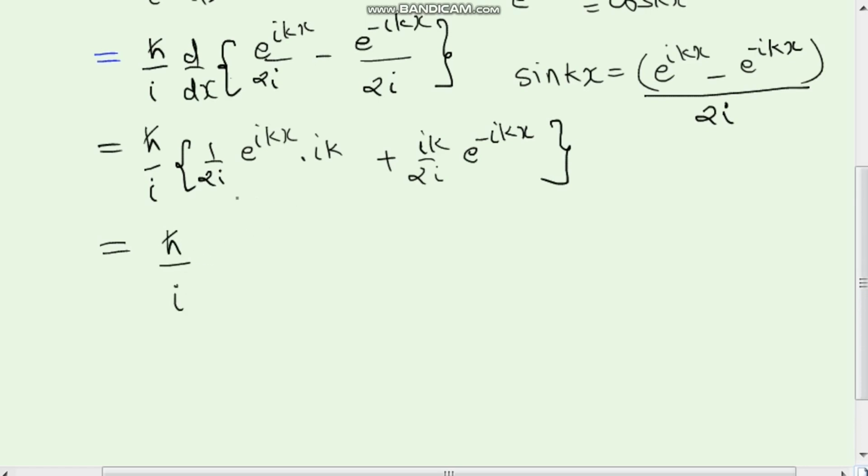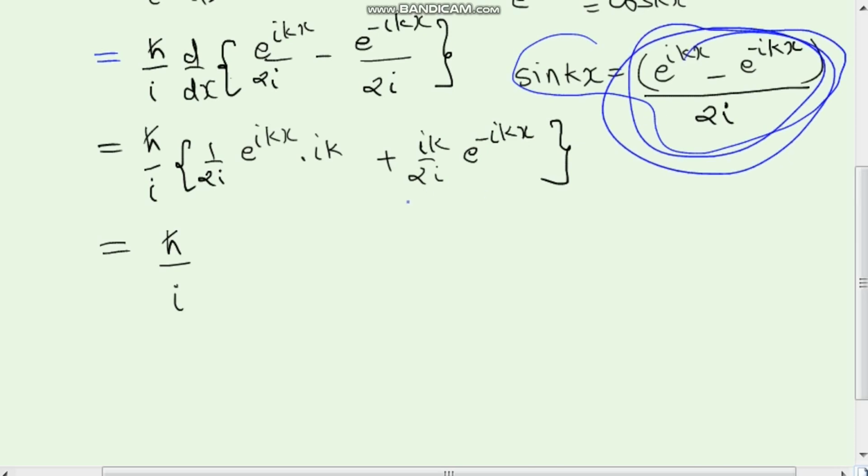What was our original function? Yes, this is our original function. Don't forget this. This is very important. We need to get this thing. So yes, 2i is still there and minus 2i is still there. Let me just write it in a very creative manner. This will be ik, and e to the power ikx divided by 2i.